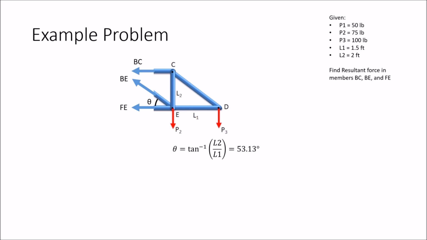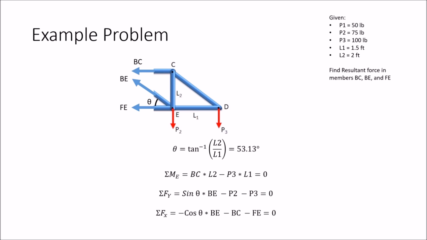Where do you think that is? Well, I would take a moment about point E, because it will take away member BE and FE, and even P2. Then we will only have to worry about BC and P3, because they're the only ones acting on that moment. Next, I would sum forces in the y direction, because BE is my only unknown in that direction. Finally, I would sum forces in the x direction and balance out everything. And these would be the answers for the tension and the compression in those members.